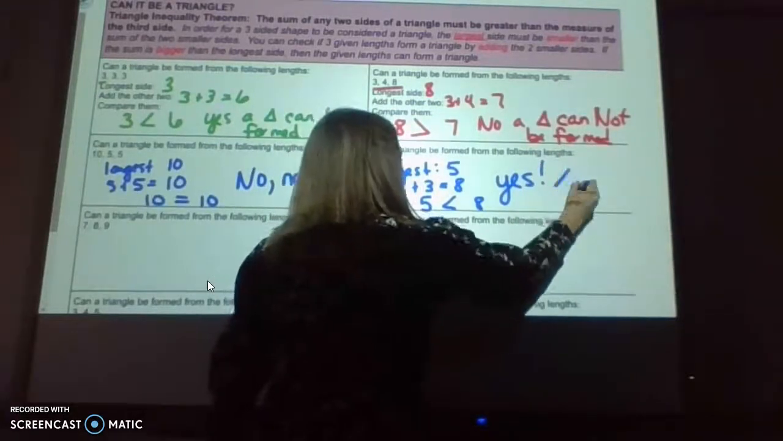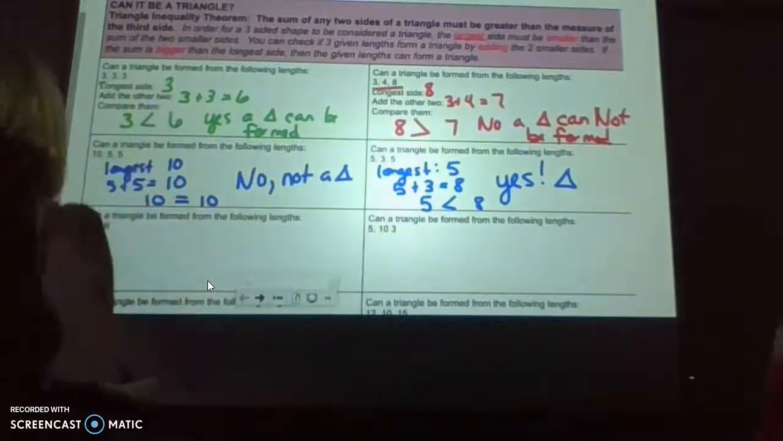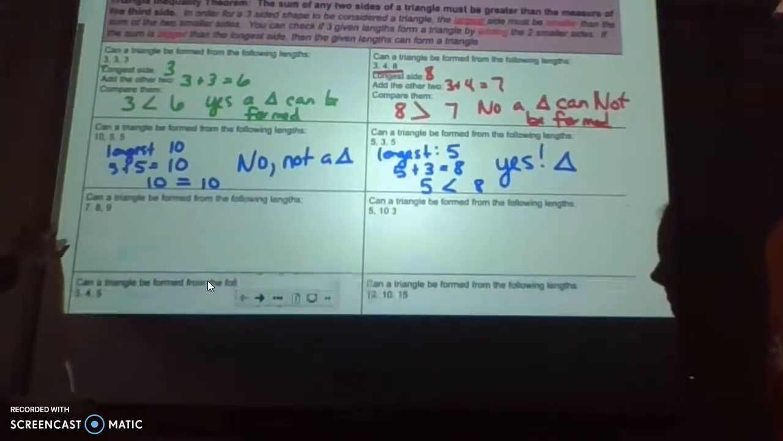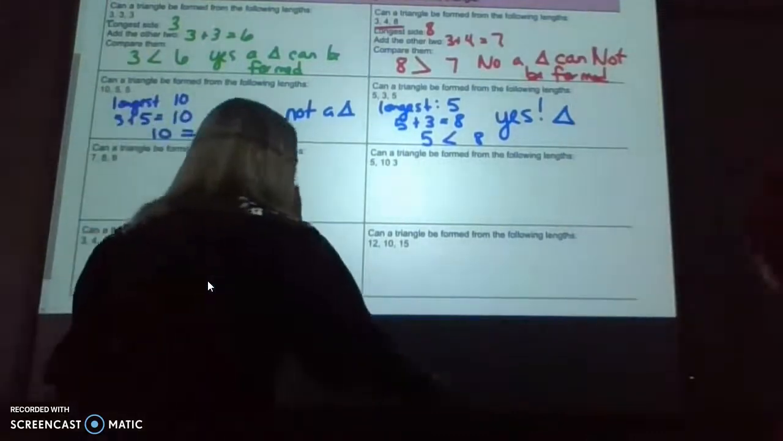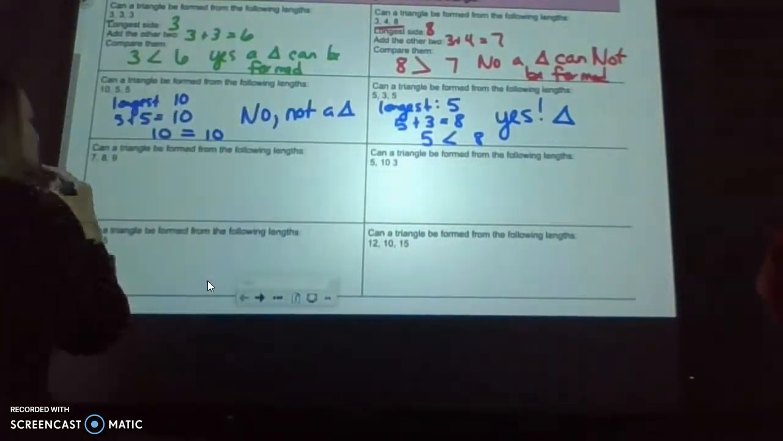Yes. Triangle. Okay. Next. I fell asleep on number 1, 2, 3, and 4, but that's okay. We got 5, 6, 7, 8. Four more. All right, let's see how fast we can do this.